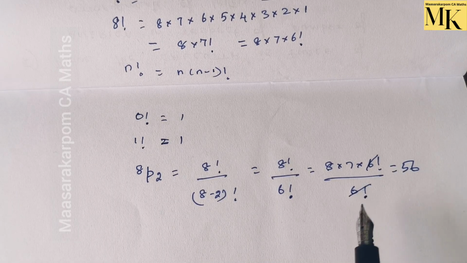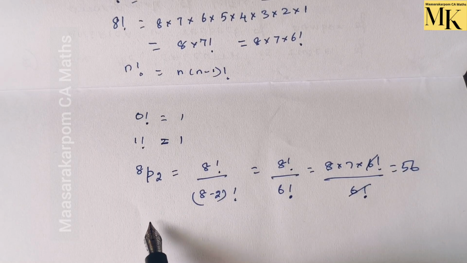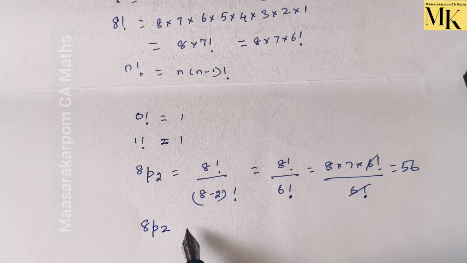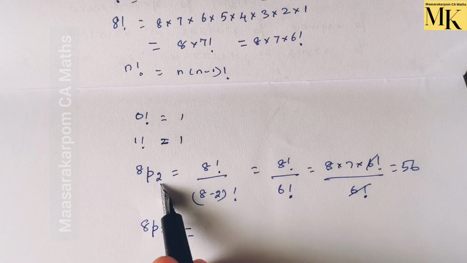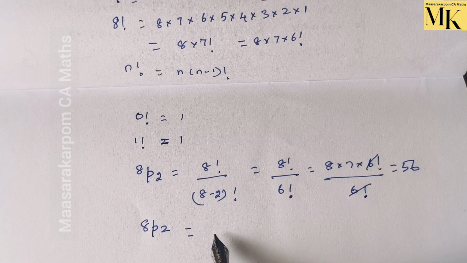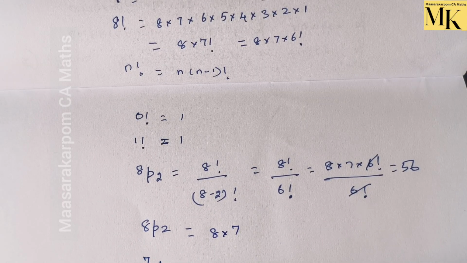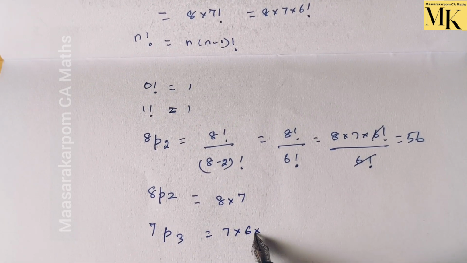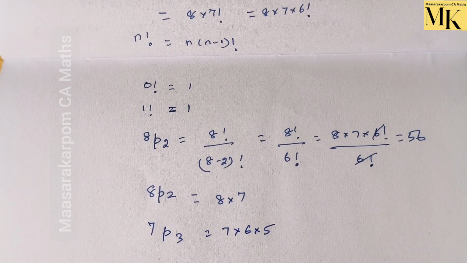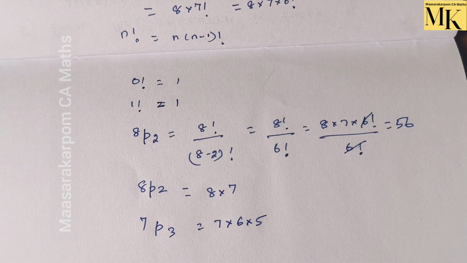Or, simpler, you can do it like this also. 8P2 means starting from 8, write a continuous decreasing product of 2 terms including that 8. So 8P2 is 8 into 7, and 7P3 is 7 into 6 into 5. That's all. The application of all this you have in the practice problems.